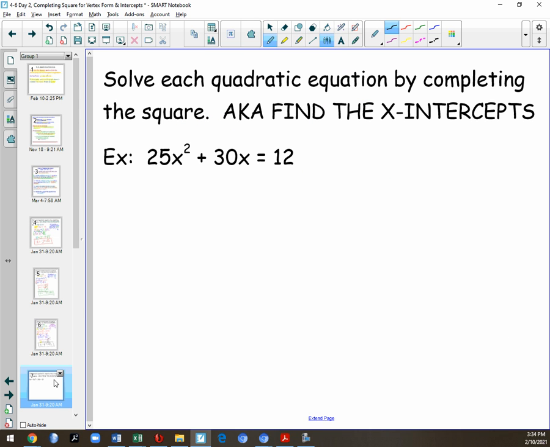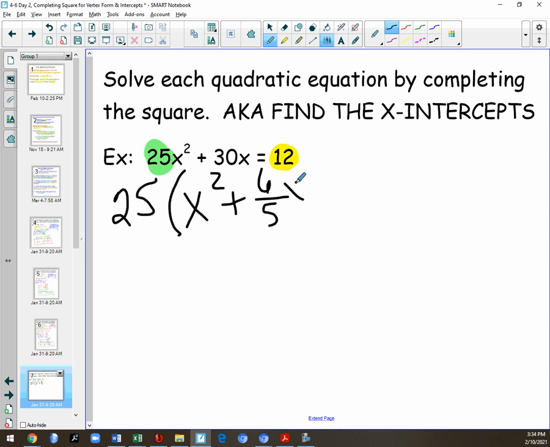Continuing on. Solve each quadratic equation by completing the square. Same exact thing. So step 1, my leading coefficient, or I should say my constant term is on the other side. So now I need my leading coefficient to be 1. My leading coefficient is 25. So I have to pull out a 25. 25 divided by 25 is a 1x squared. 30 divided by 25, they're both divisible by 5. So that's going to give you a 6 over 5x is equal to 12. Okay?